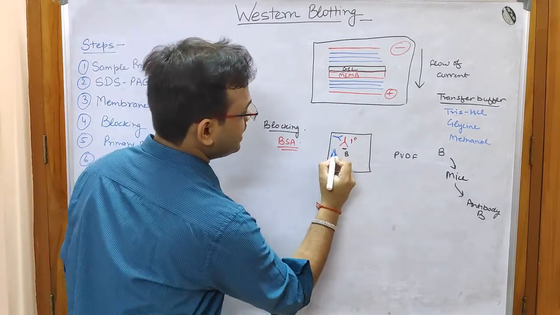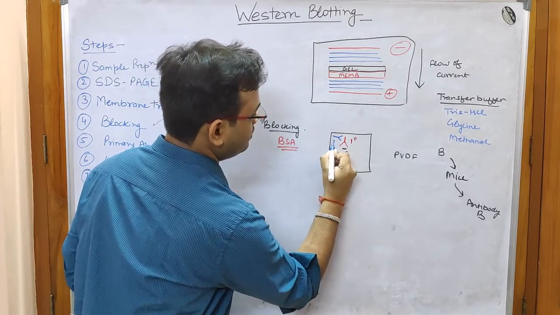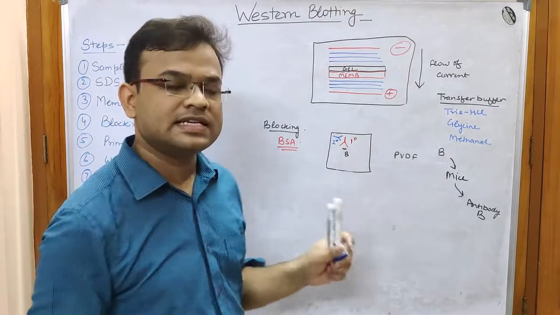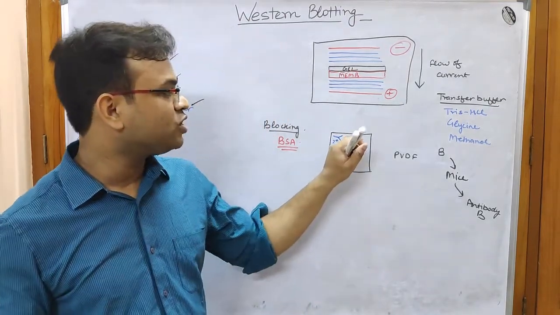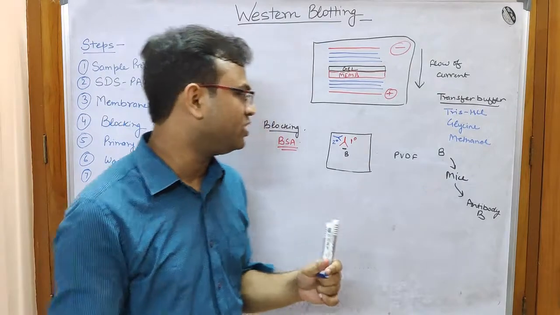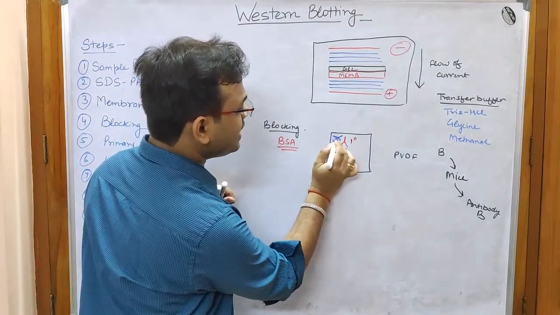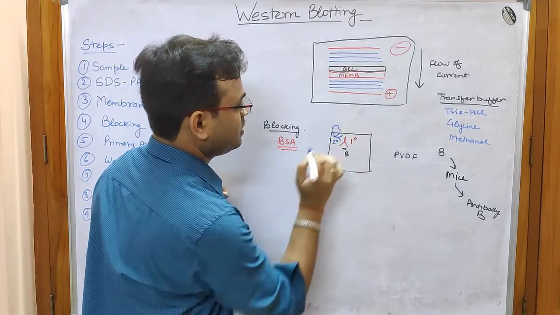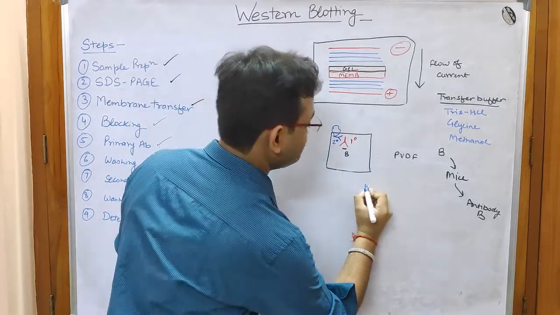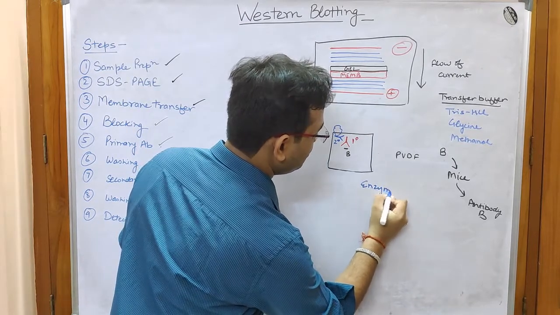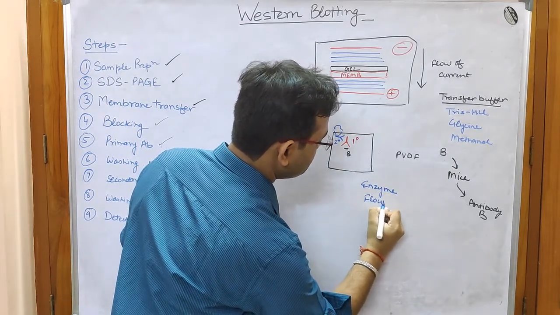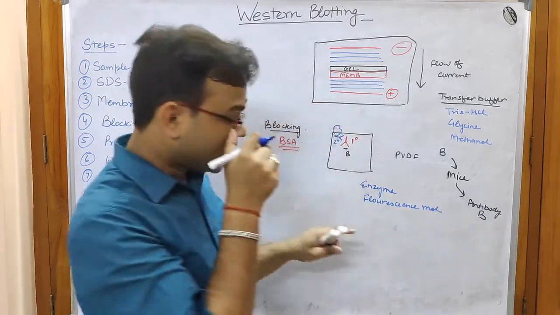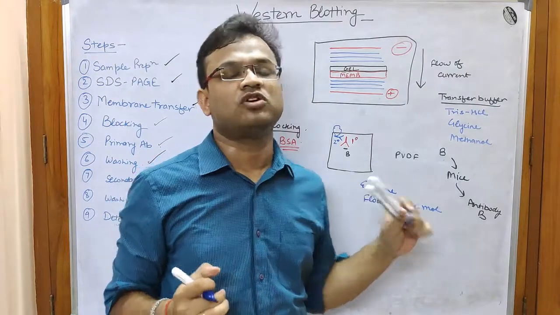Okay, so this is the secondary antibody. This was the primary antibody, and the antibody that I have shown in blue is the secondary antibody. Its purpose would be to identify the primary antibody. Now, most often this secondary antibody is conjugated with an enzyme. It can be conjugated with an enzyme or a fluorescence molecule.